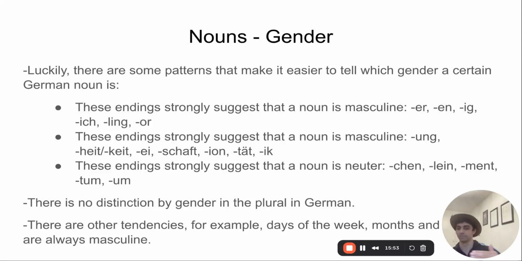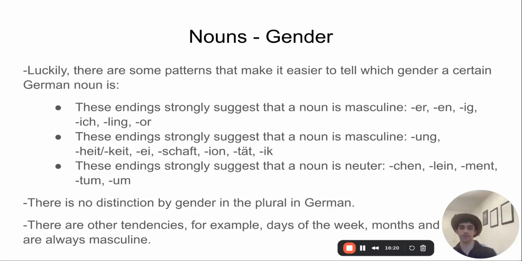You don't need to go through every day of the week and memorize the gender for every single one of them. You can simply learn this rule instead, which greatly helps. You don't have to memorize all of these endings given here either, and all of these tendencies. You'll see these in many nouns.